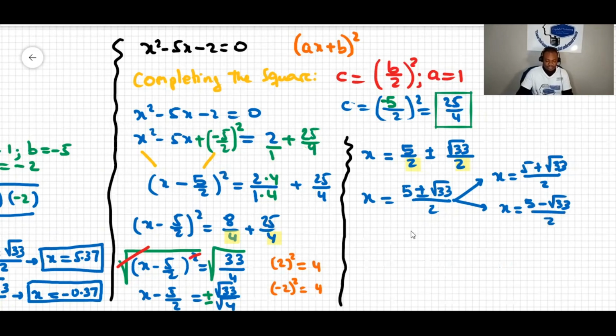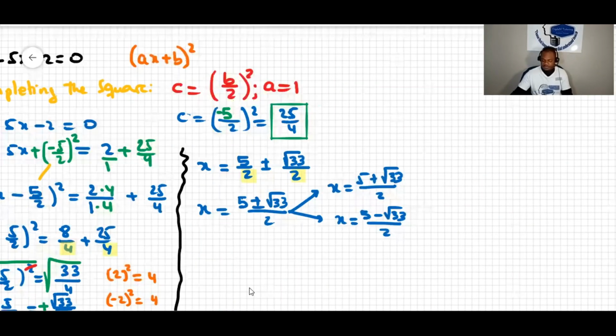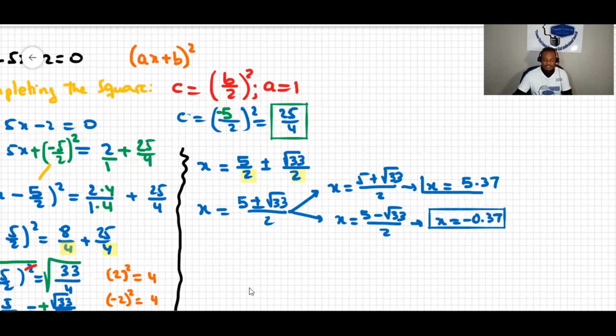And then it is proven as we did previously. We got 5.37 and then negative 0.37 also. So x is equal to 5.37, correct to 2 decimal places, and there also x is equal to negative 0.37. So these are the solutions of this quadratic equation.